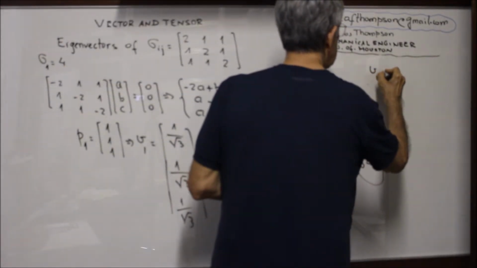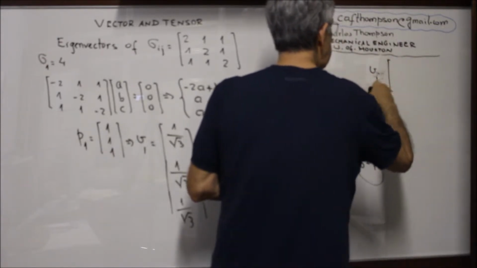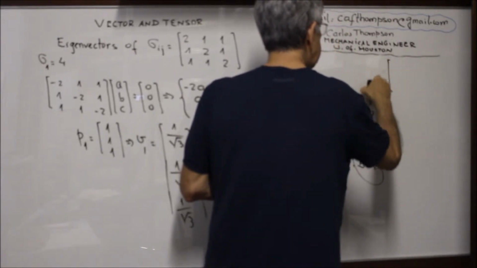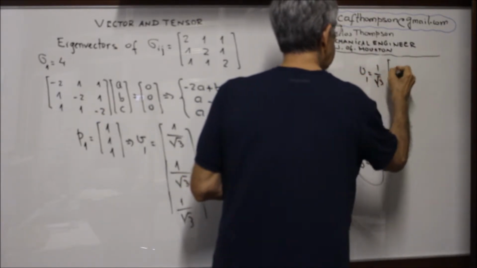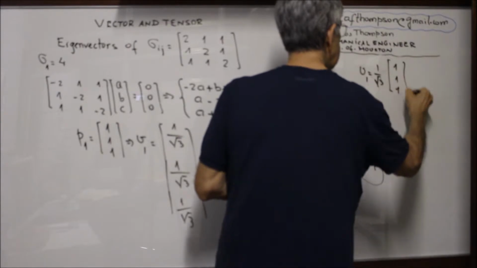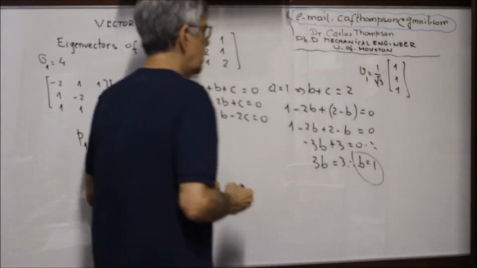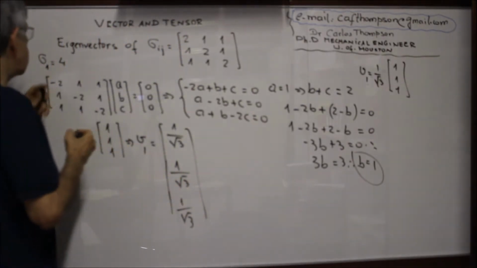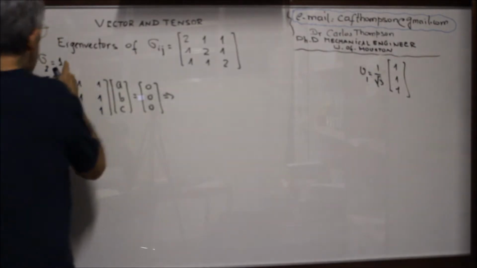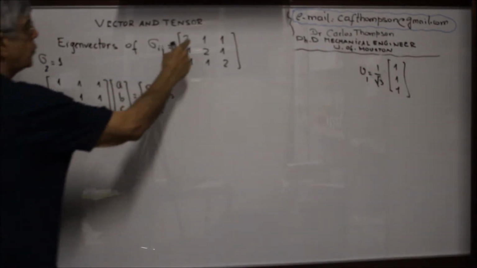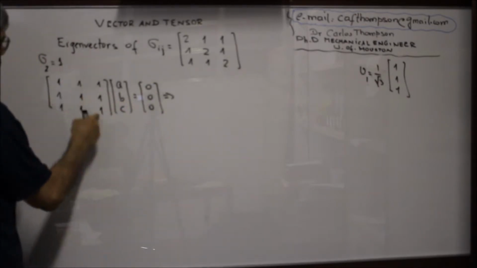Let's write it down right here: v1 is equal to 1 over square root of 3 times 1, 1, and 1. See, it's easier. This is v1. Okay? Now let's calculate the eigenvector for sigma 2 equal to 1. For sigma 2 equal to 1, you see, 2 minus 1, 2 minus 1, and 2 minus 1, so it will be 1, 1, 1.